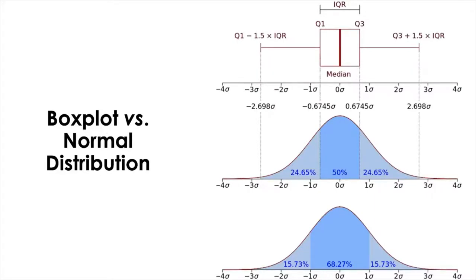So this illustration compares the parts of box plot to the corresponding normal distribution side by side. And as you can see, the box plot is showing a perfect symmetry around the median for a perfectly normal distribution. So this first normal distribution is actually showing the corresponding parts of the box plot. So we have Q3 and Q1, which is the IQR, right? And by definition, this IQR contains the 50% in the middle of the data, as shown here.